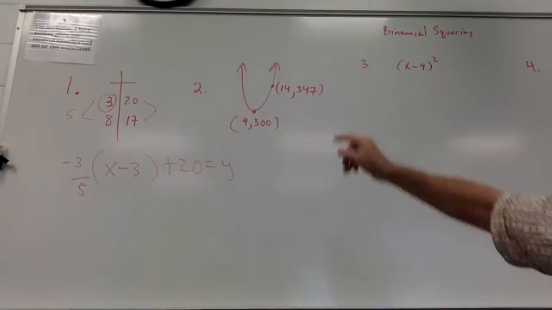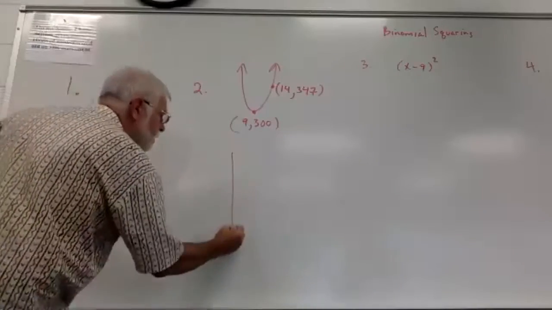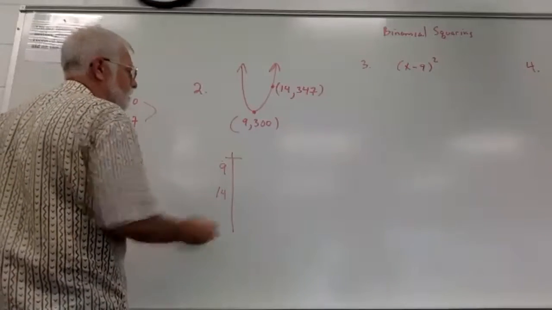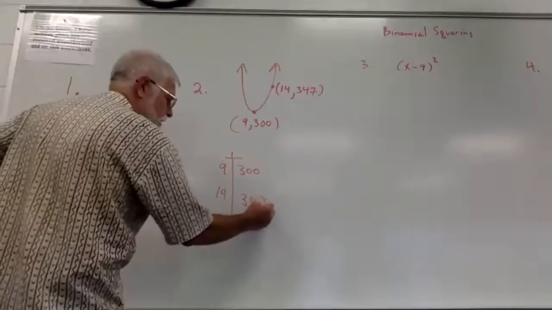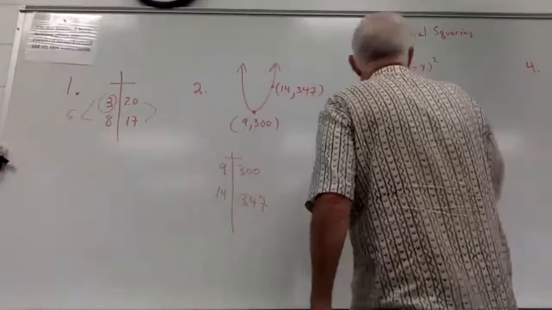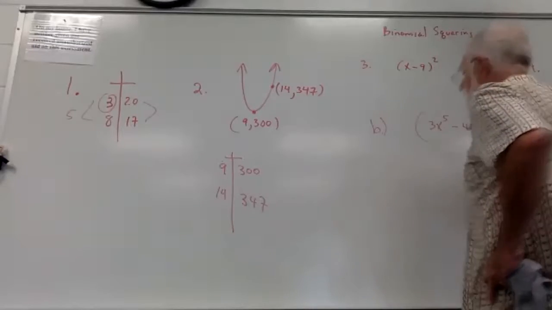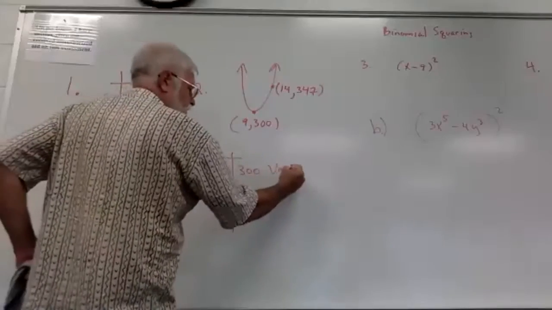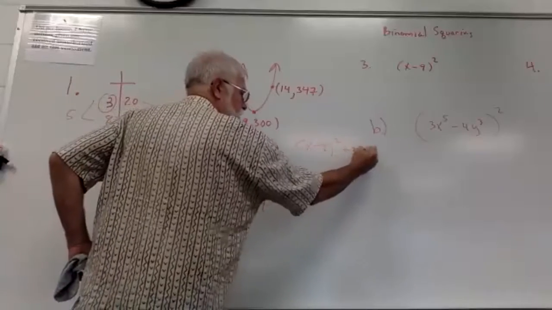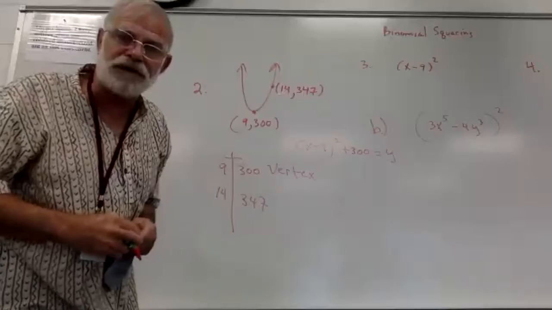Write the equation of that quadratic. Vertex (9, 300). So what do we say? (x - 9) squared plus 300 equals y for starters. Now we've got to get a trajectory that goes through this coordinate. That's all about multiplication. Another conversion.